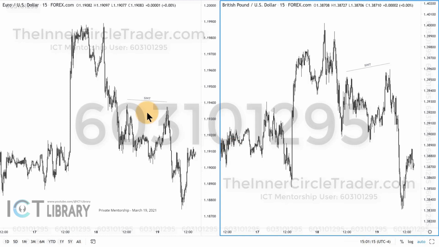But if you look at the relationships between this high in euro and then the lower high forming over here, it fails to make that equal high or higher on this run up. At the same moment over here, we have cable creating this high and then making a higher high. And this is what I teach as SMT.